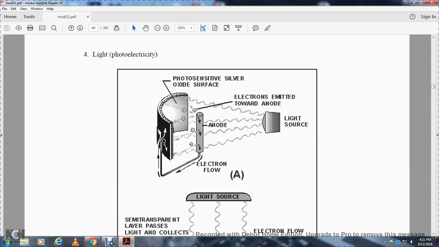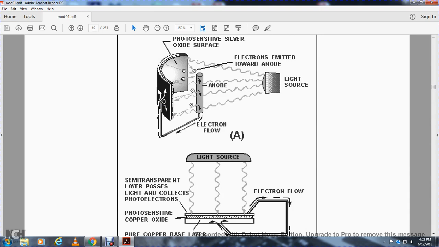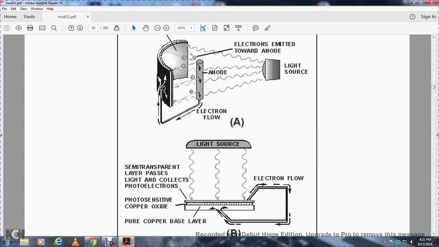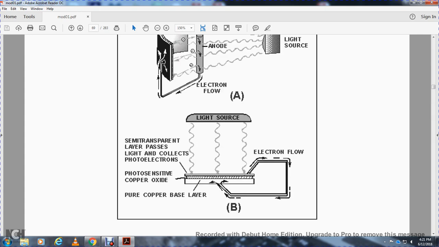Light, photoelectric cell: the photosensitive silver oxide serves as the anode for electrical flow. Electrons are emitted toward the anode from the light source. A transparent layer passes light and collects the photoelectrons. With photosensitive copper oxide, there is a pure copper base layer. Electrical current flows from the base.